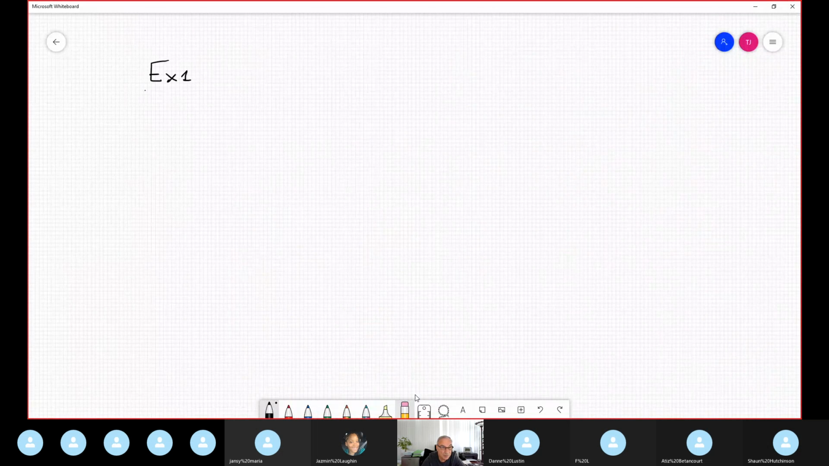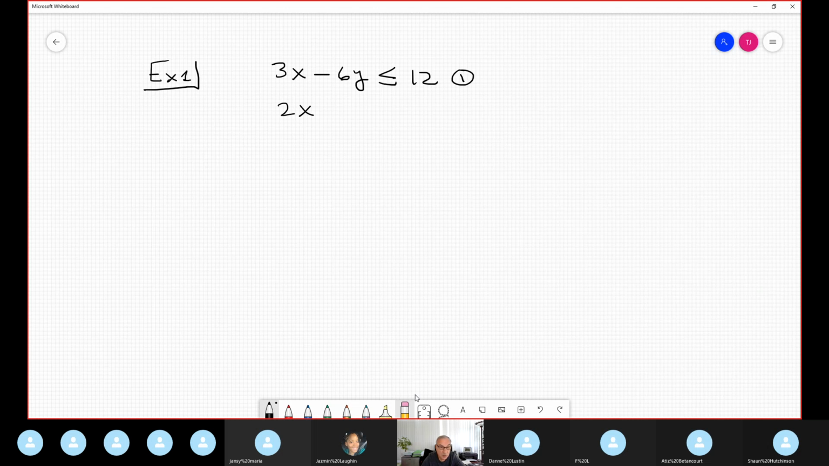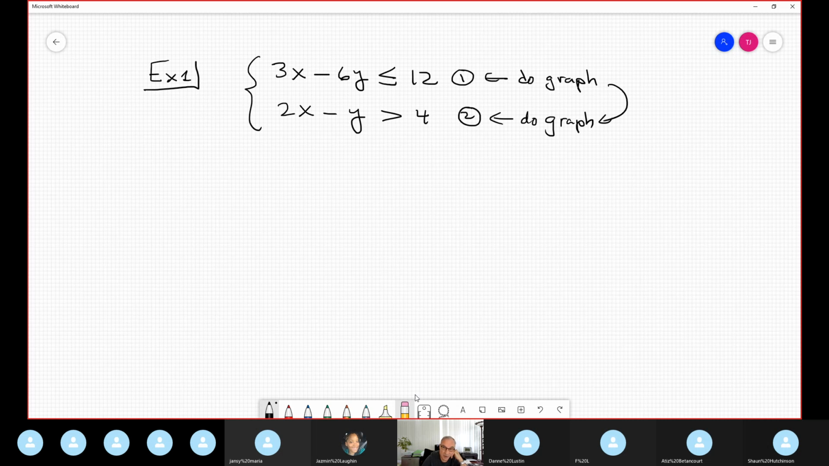In the system we have several inequalities, no? Suppose 3x minus 6y less than or equal to 12. This is the first inequality, and the second is 2x minus y greater than 4, and this is inequality number 2. So you can do the graph of each inequality separately. You do the graph of the second, and together, the compound idea connects them by and. And remember, and is intersection.